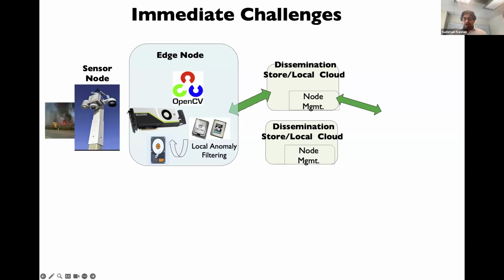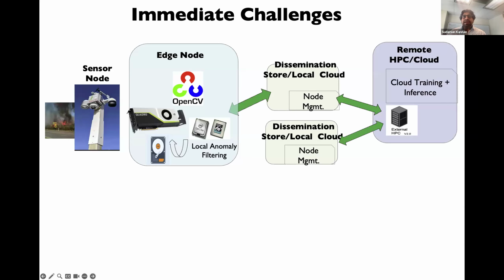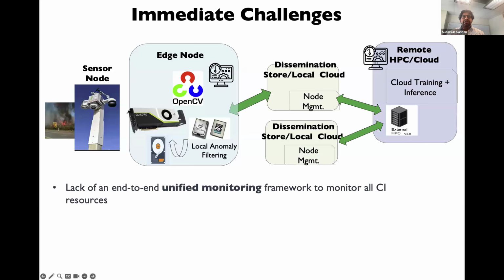And they interact with a local cloud or local data centers. There's a micro data center, which is also used, where people use the terminology HUT, that has more capability to process data locally before the data is sent to a remote cloud for cloud training and inference or an HPC data center.